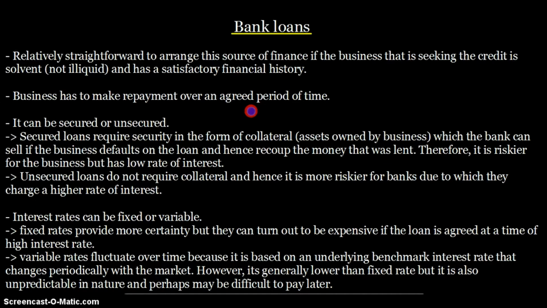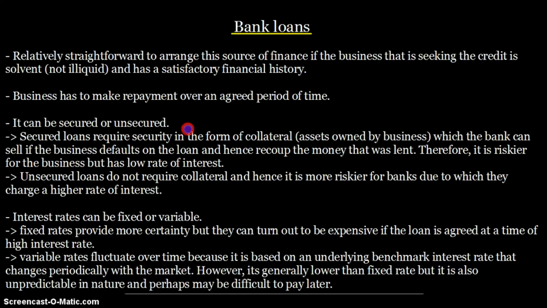What it really means is that the business has to make repayment over an agreed period of time. So you borrow from a bank and you repay the bank within an agreed period of time with interest. The later you pay, the higher your interest will be. It can be secured or unsecured. So there are two types of loans, secured and unsecured.